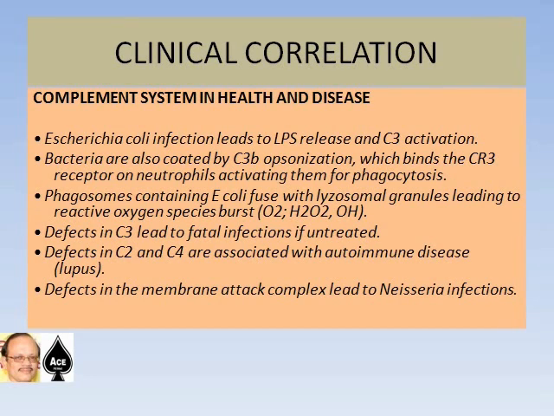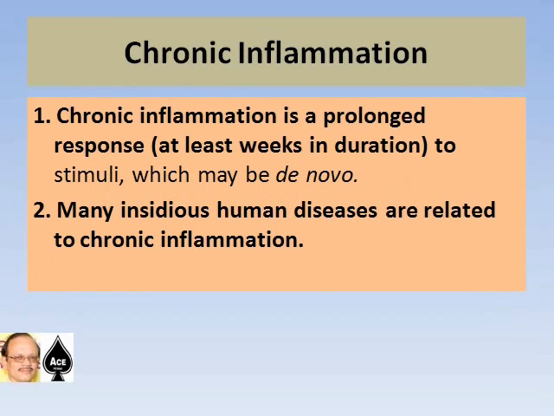Defects in C2 and C4 are associated with autoimmune disease like lupus, and defects in the membrane attack complex lead to Neisseria infection, that is meningococcal meningitis.